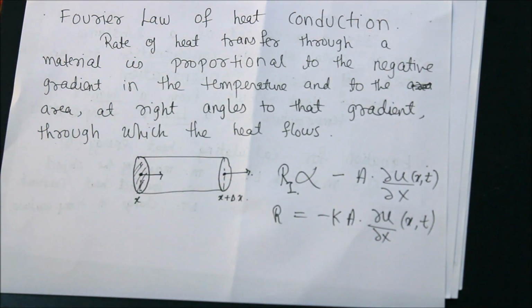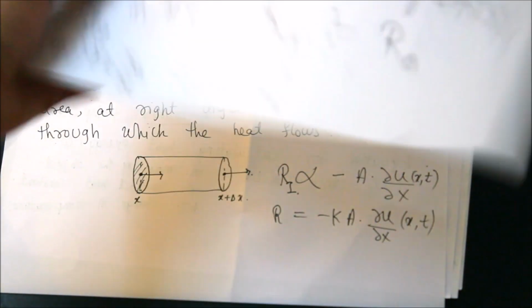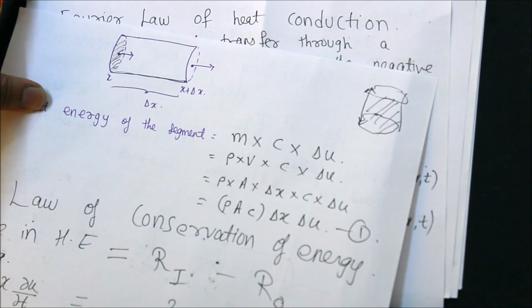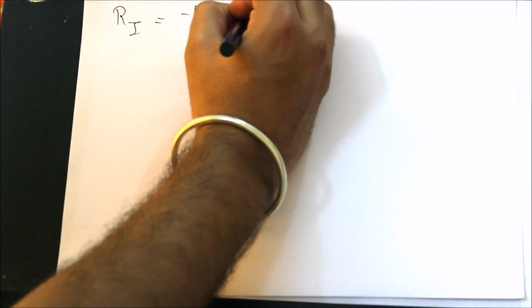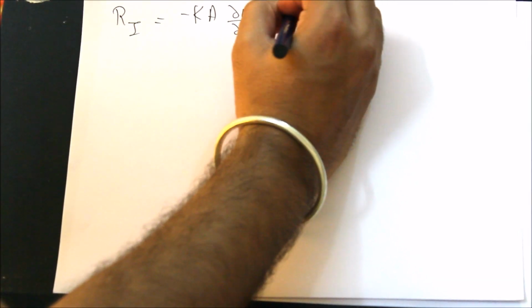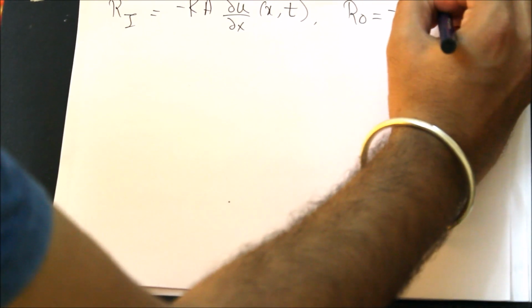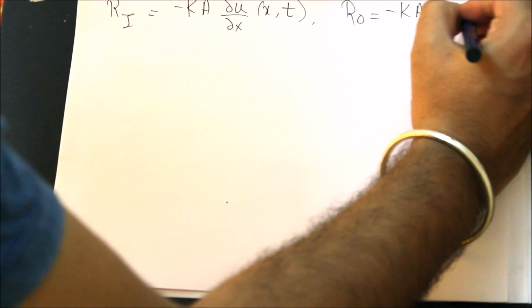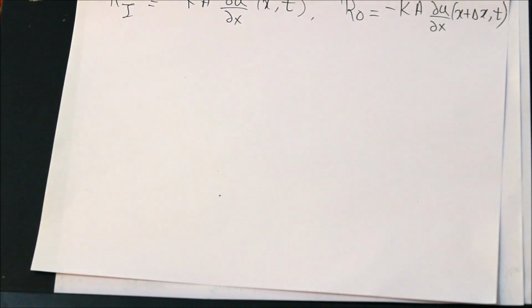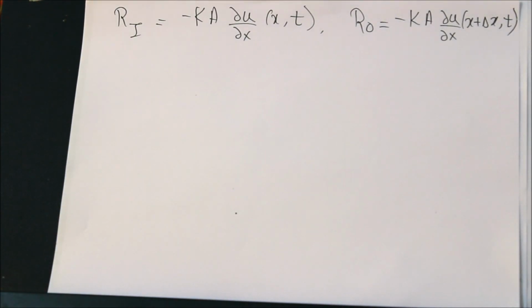So if I apply Fourier's law to this, what will I get? Our aim was to find Ri minus Ro. Because of Fourier's law, my Ri is nothing but minus K A del u by del x at x comma t. And what is my outflow? Same thing, minus K A del u by del x at x plus delta x comma t, because the outflow is at the distance x plus delta x. So that is my Ri and that is my Ro because of Fourier's law.